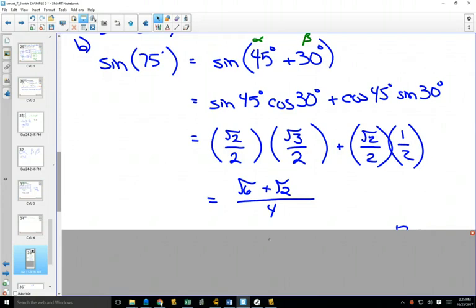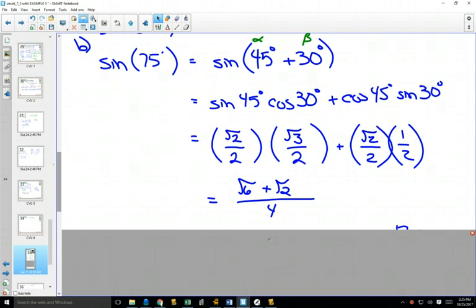And for the pi over 12 family, for sine and for cosine, you will always get a root 6. You will always get a root 2, and you will always have it over 4. What will change is sometimes things will be positive and sometimes things will be negative.